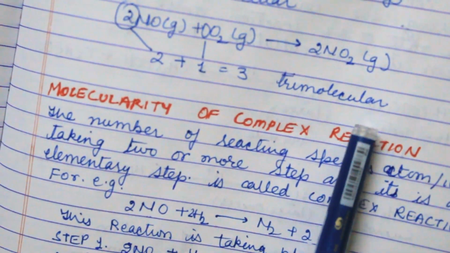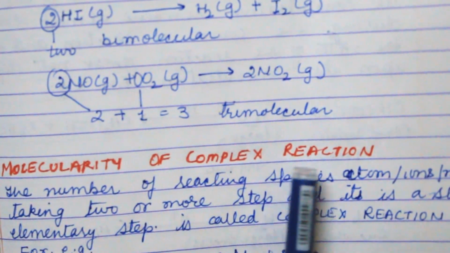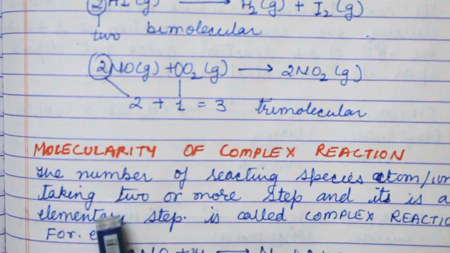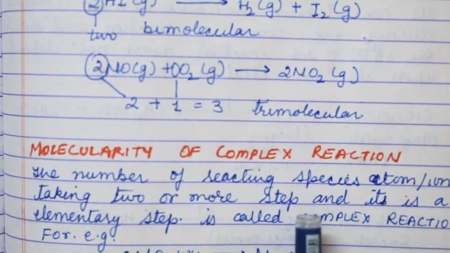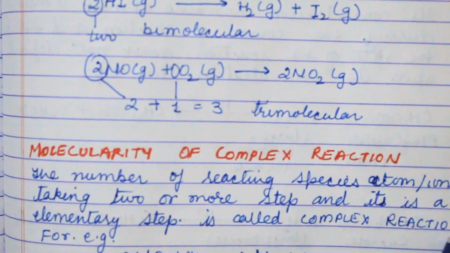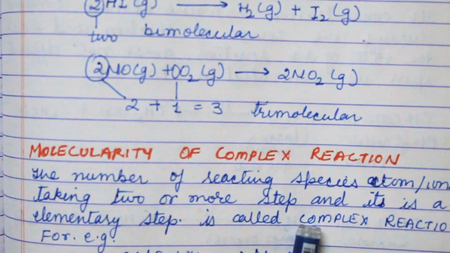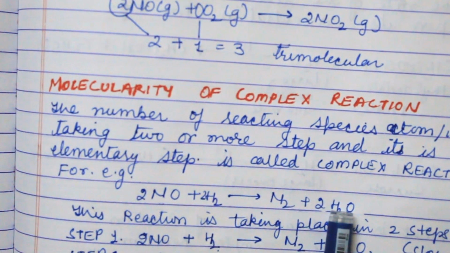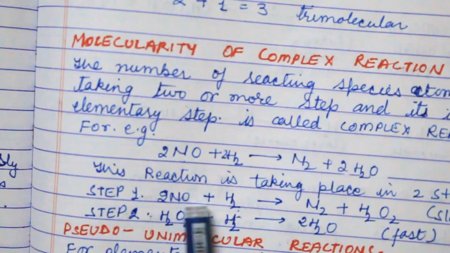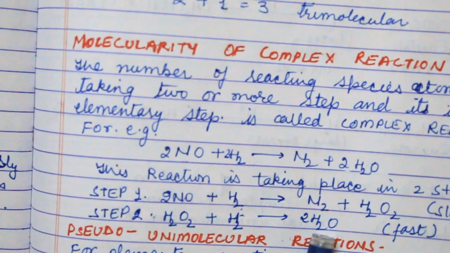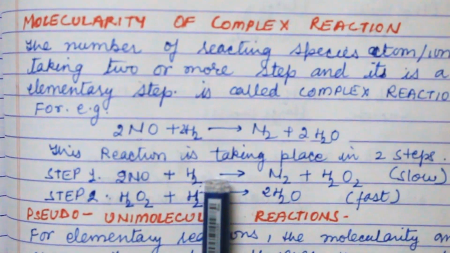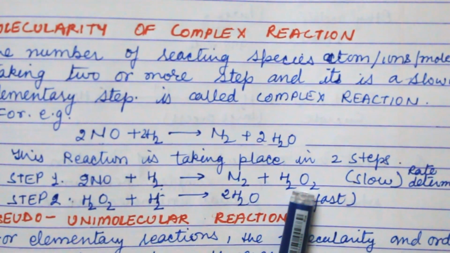Now come to molecularity of complex reaction: the number of reacting species, or the atoms, ions, molecules, taking part in two or more steps. If the reaction takes place in two or more steps, and there is a slowest elementary step, it is called a complex reaction. For example, in this reaction it takes place in two steps. First step is this and second step is this, in which the hydrogen peroxide changes into water, and here NO just dissociates into N2 and H2O2.